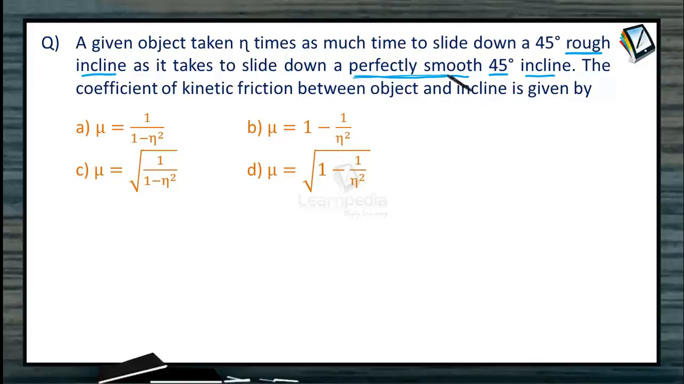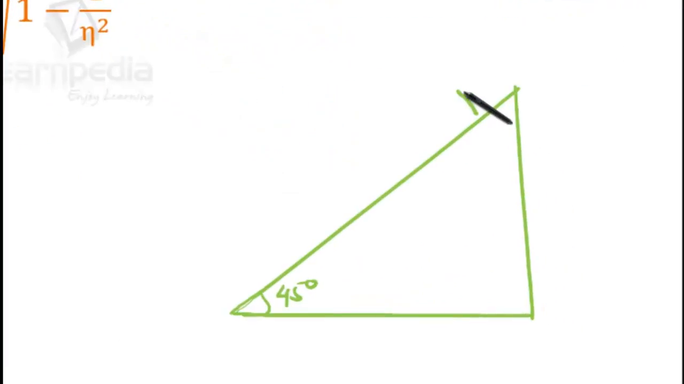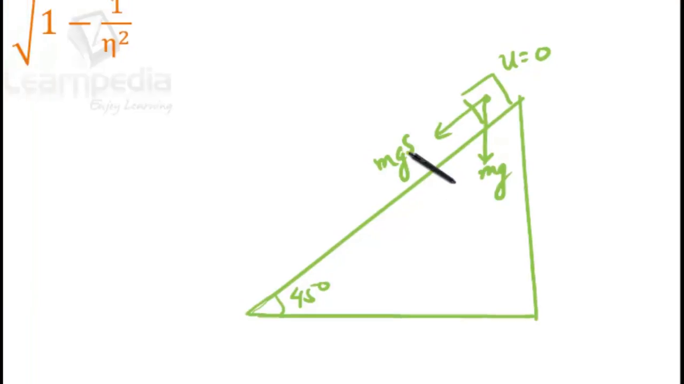One is a perfectly smooth incline, another is a rough incline. Let us take first the perfectly smooth incline of 45 degrees. Body starts from rest, u is equal to 0. So mg is acting here vertically downward. The component here will be mg sin theta.